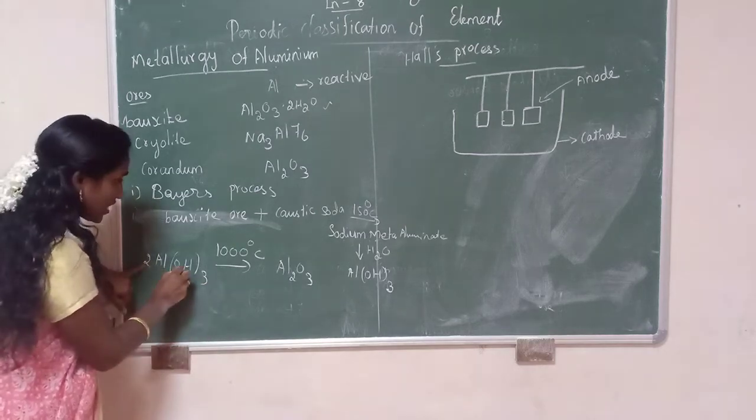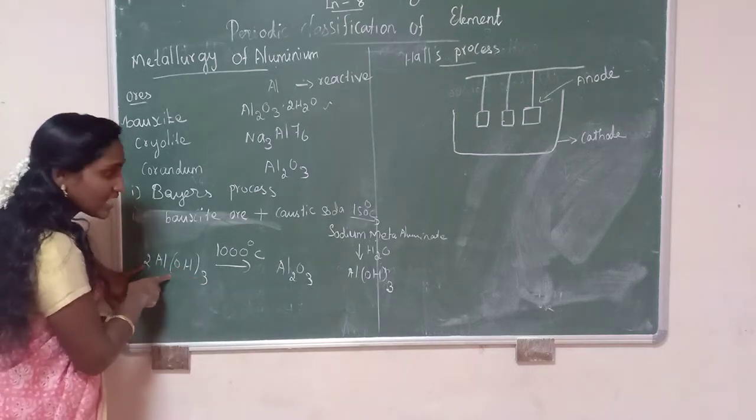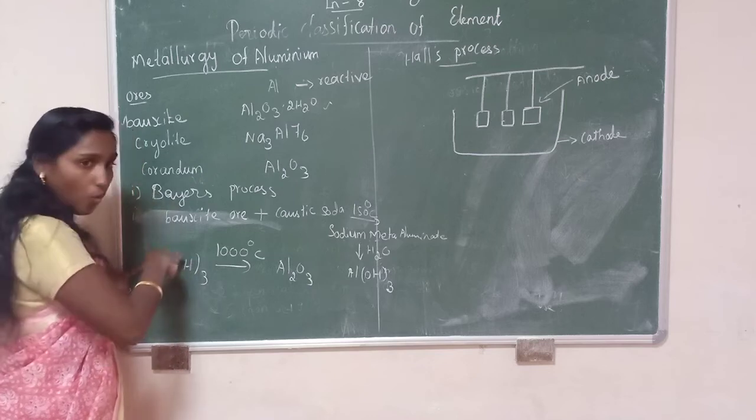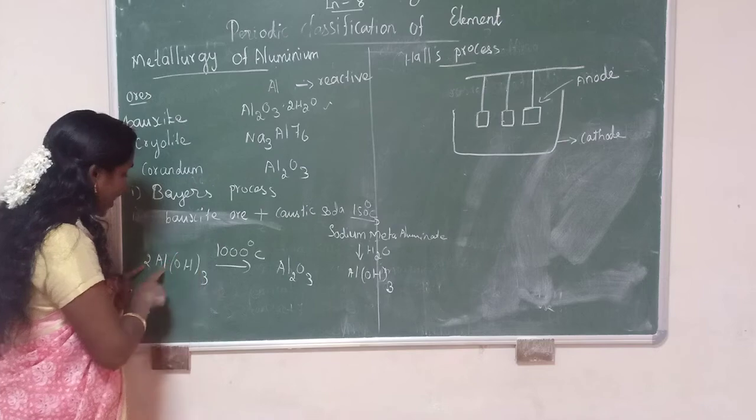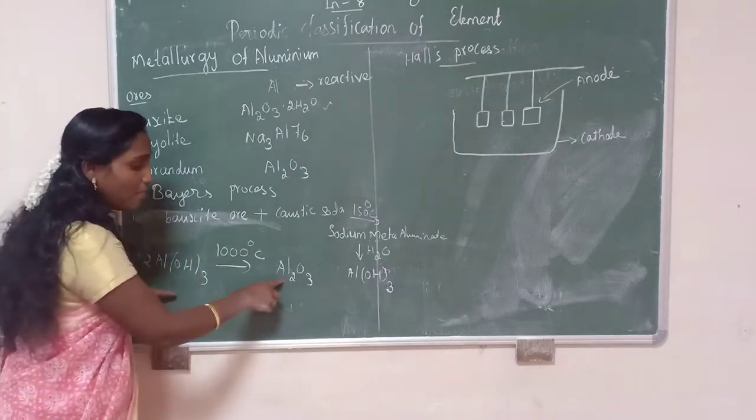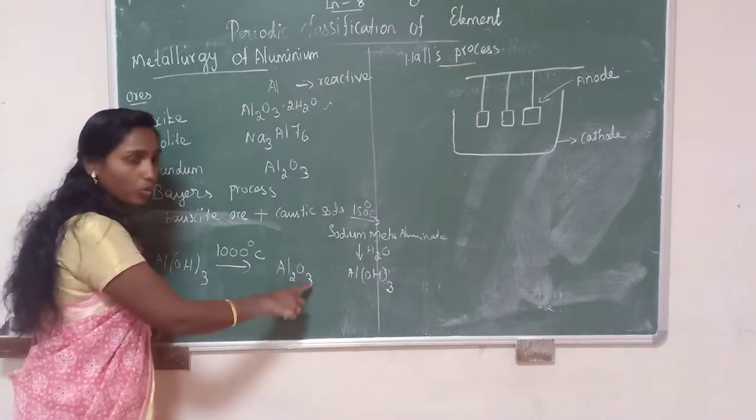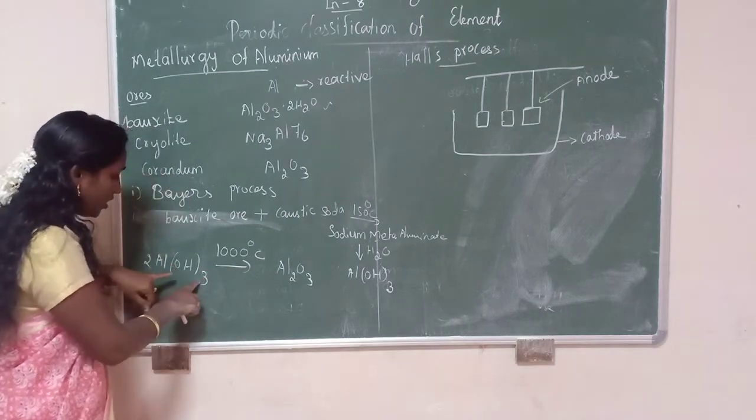Have you understood this equation? We have to take this aluminium hydroxide, wash it, filter it and dry it at 1000 degrees Celsius. You will get alumina. Alumina formula Al2O3. Al2 then O3.